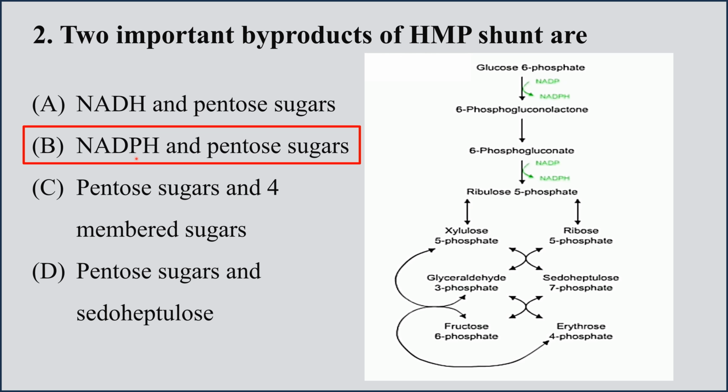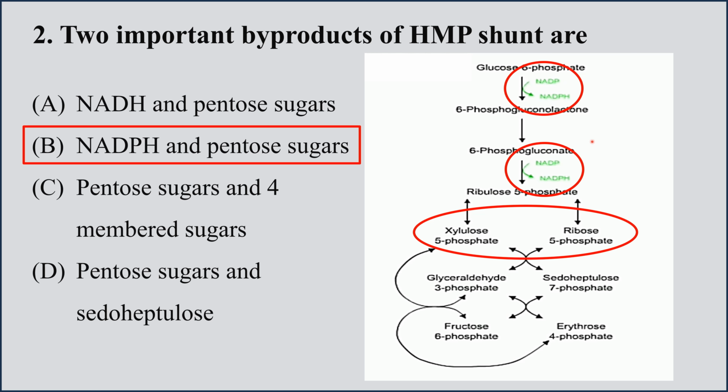NADPH is produced in the first reaction and third reaction. These are dehydrogenation reactions in which there is the formation of NADPH. NADPH is involved in the reduction of glutathione, and glutathione is then involved in the reduction of oxidative stress that is caused in the cells. So that's how NADPH is involved in the reduction of oxidative stress and prevents the cells from lysis.